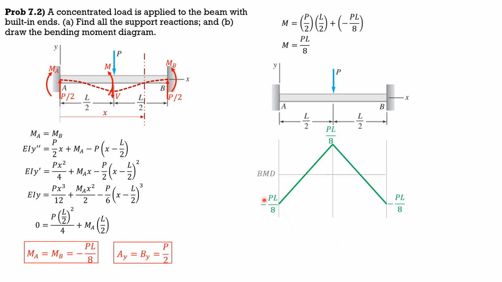So negative PL over 8, because this is P over 2, so negative PL over 8 plus P over 2 times L over 2 is PL over 4. That's why we have PL over 8. And that's it.